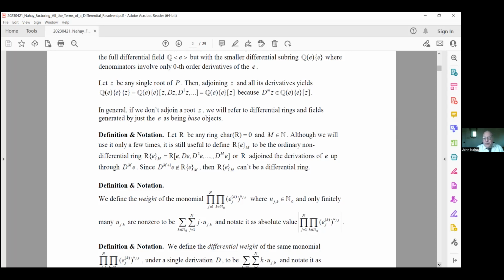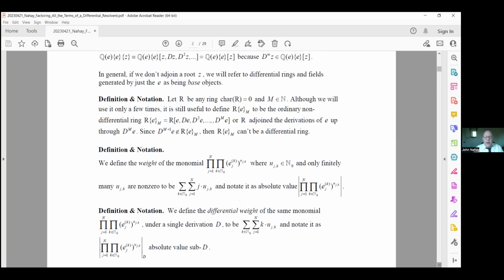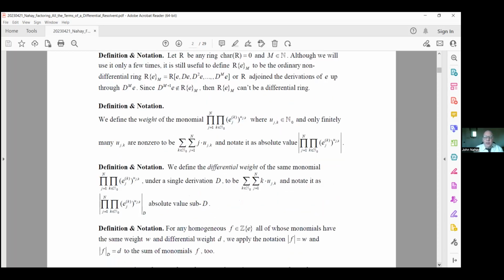So the M plus first derivative is not in there, so that's not closed under that derivation. So this is not a differential ring, but it's just useful to keep track of how many derivatives of E we're talking about.